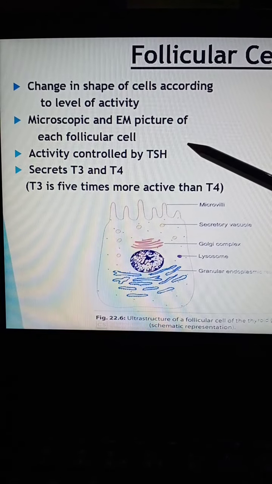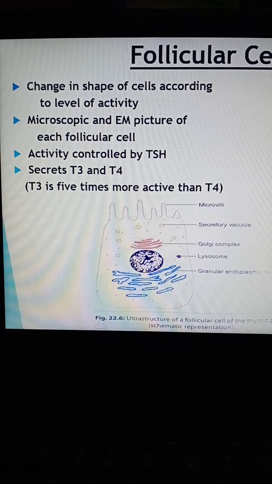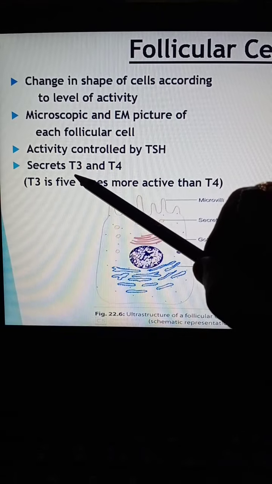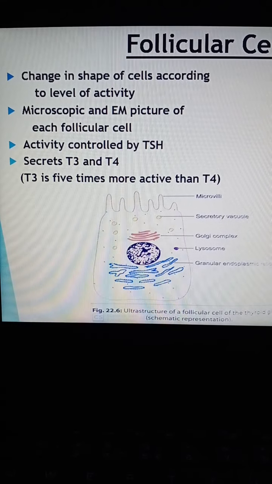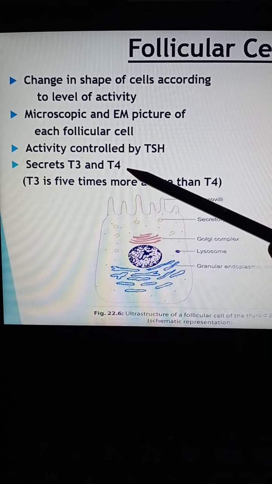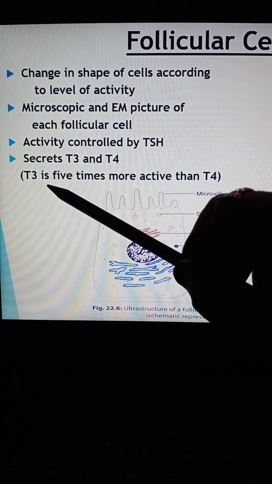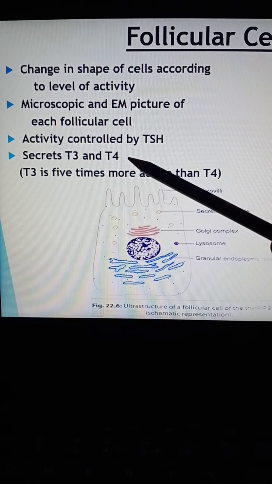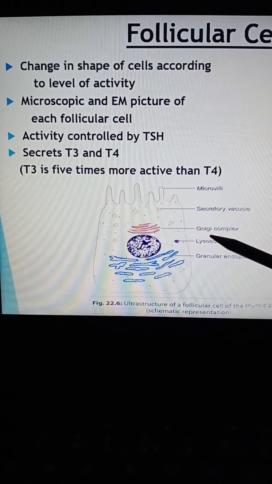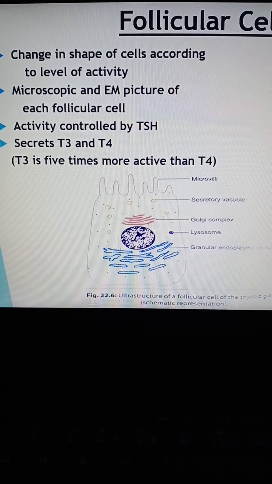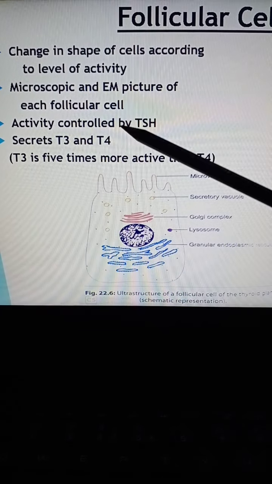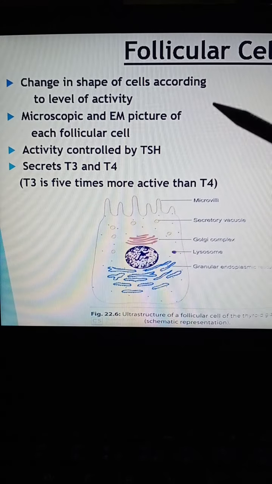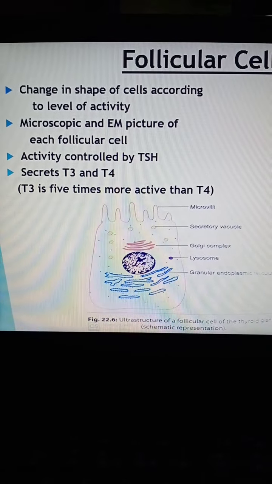Now, what does this follicular cell do? It secretes triiodothyronine, that is called T3, and it secretes tetraiodothyronine, that is T4. Although T3 is 5 times more active than T4, both T3 and T4 are secreted by each follicular cell, which is very important, as they control the metabolic activity of our body. That's why this secretion is very important.